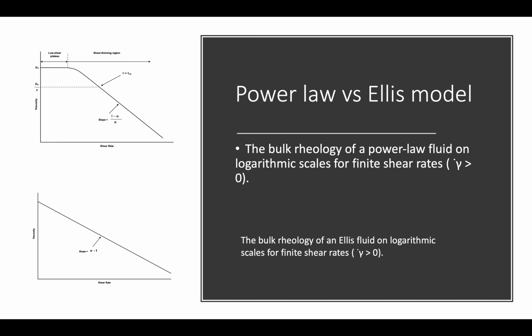Okay, so in the power law, this is the image. I don't know why it switched like this. This text was supposed to belong to this image. This is for power law, and this image, the one on top, belongs to the Ellis model, and it represents the Ellis fluid. Over here you can see the velocity and the shear rate, the slope here is -1, and the bulk rheology of a power law fluid on a logarithmic scale for finite shear rates is greater than 0. So this is what represents the power law, and the bulk rheology of an Ellis fluid on the logarithmic scale is represented over here.